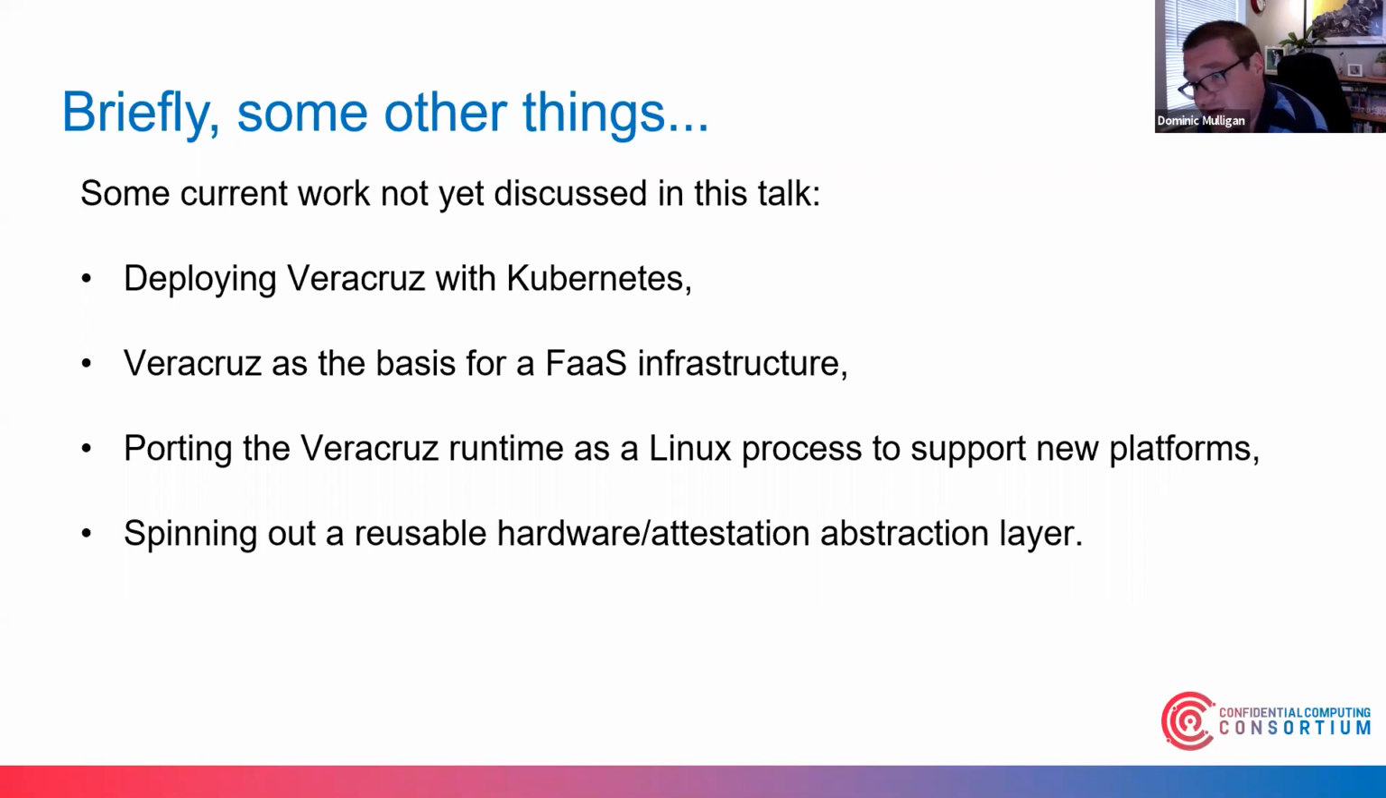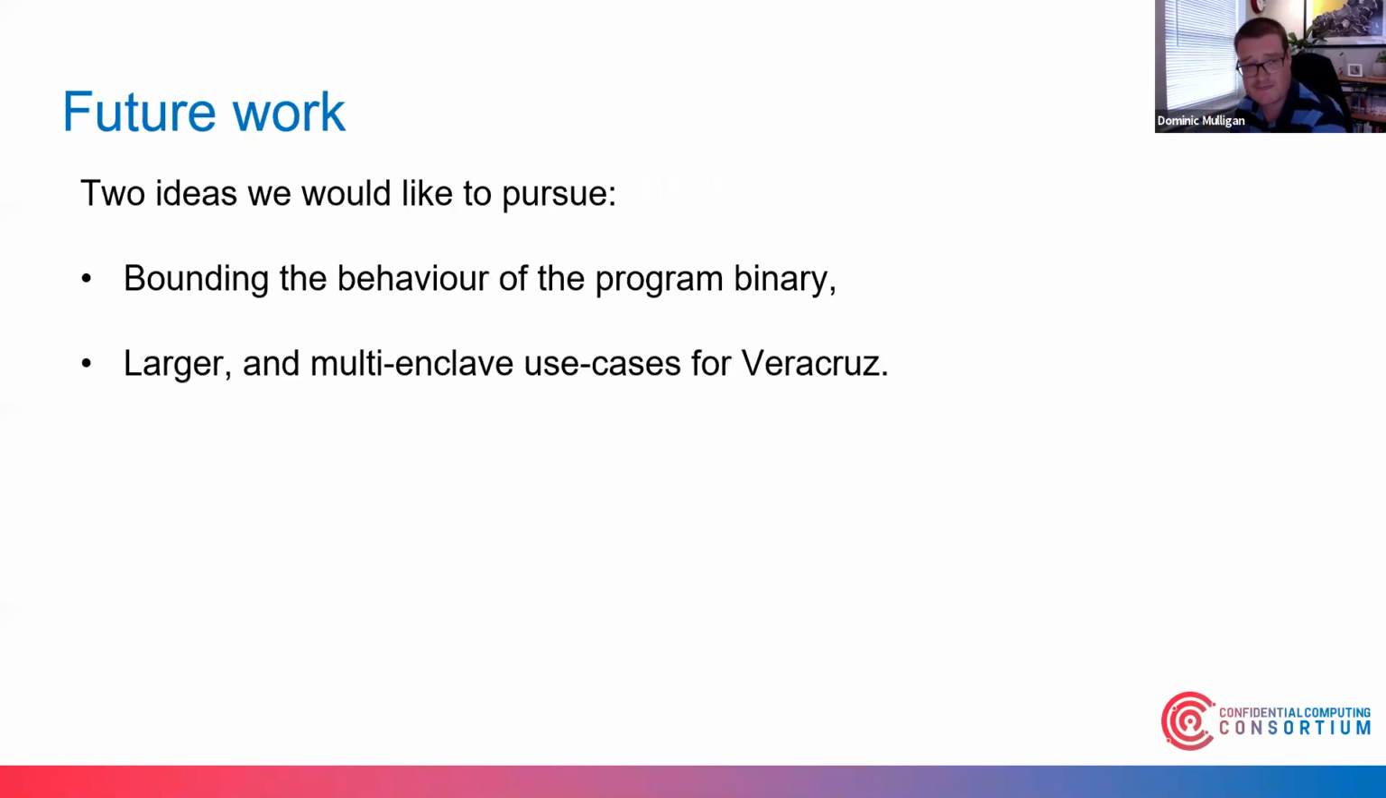The other thing that we're doing is looking at spinning out a reusable hardware and attestation abstraction layer. We've put a lot of work into supporting various different technologies, both in the actual isolation layer and also how we attest them, as Derek highlighted. It makes no sense for other projects that might want to do something like this to reinvent the wheel, so we're trying to spin this out into a library that can be reused.